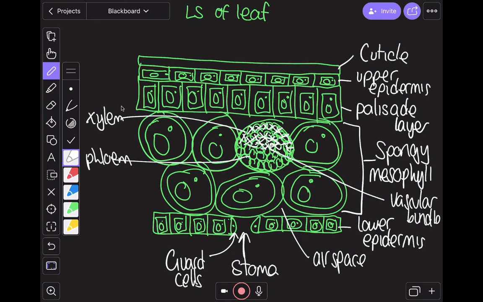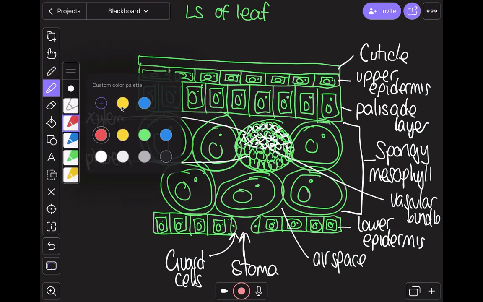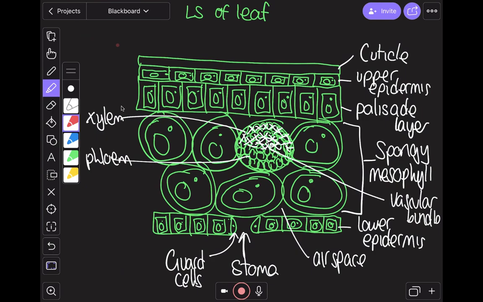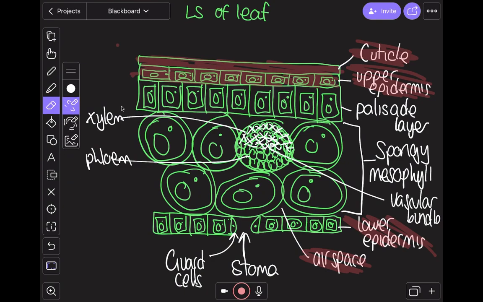So the only thing now that is left to do in all of this is to color in the different tissues. So I am going to change to highlighter. We're going to go red up here. So up here is my dermal tissue. So I hope you can see that now. So cuticle is dermal, upper epidermis is dermal, my lower epidermis is dermal. Apologies, we have to find out now what happens when we do this. Does it take it all? Nope.